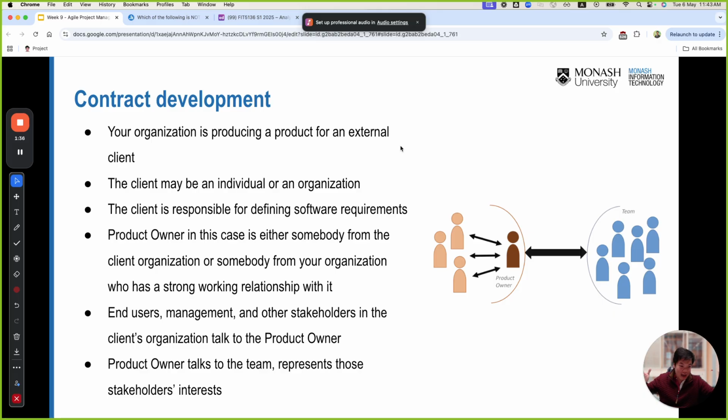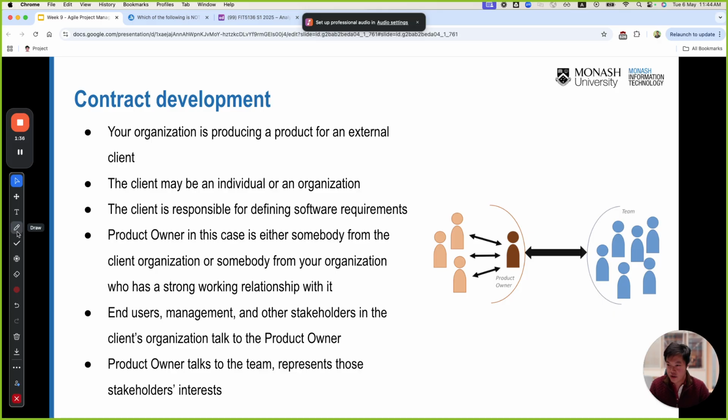We build a house based on how many bedrooms or bathrooms they require, not build the house for us. The product owner in this case is either somebody from the client organization or somebody from your organization who has a strong working relationship with them. End users, management, or other stakeholders in the client organization talk to the product owner. The product owner talks to the team and represents those stakeholders' interests.